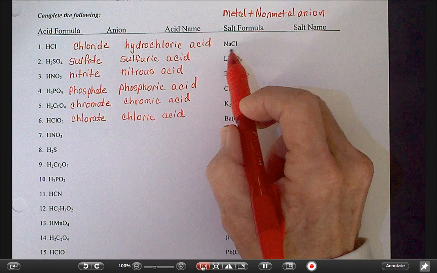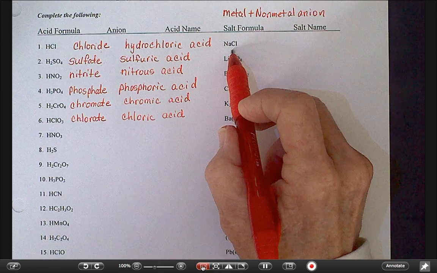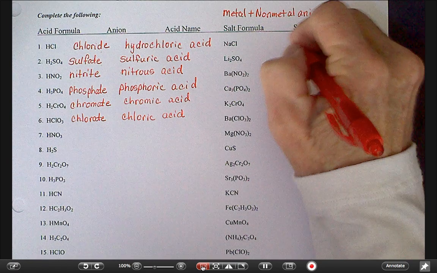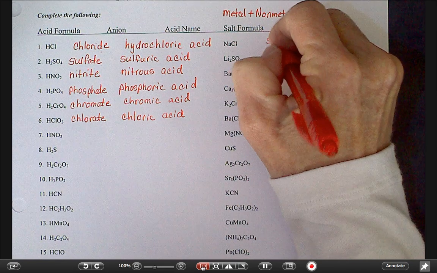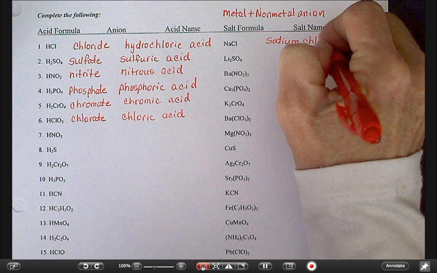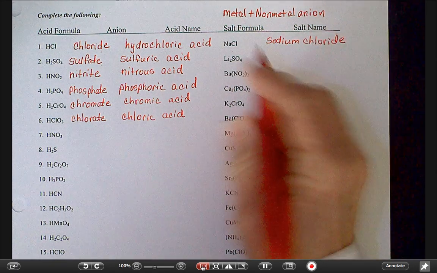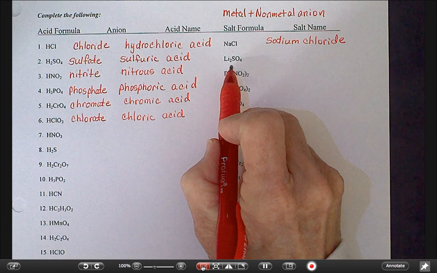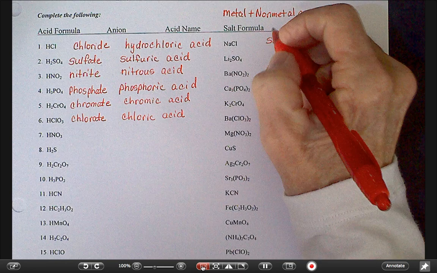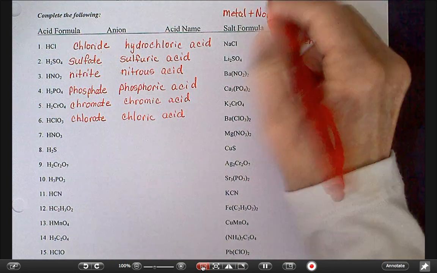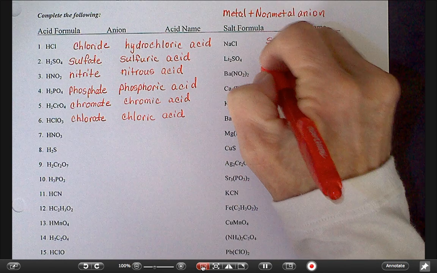Binary naming right here. What's its name? Sodium chloride. That's right. That's all you have to do. Who is this? Lithium. Lithium who? Sulfate. Polyatomic. Go find it. SO4. Lithium sulfate. Yes.